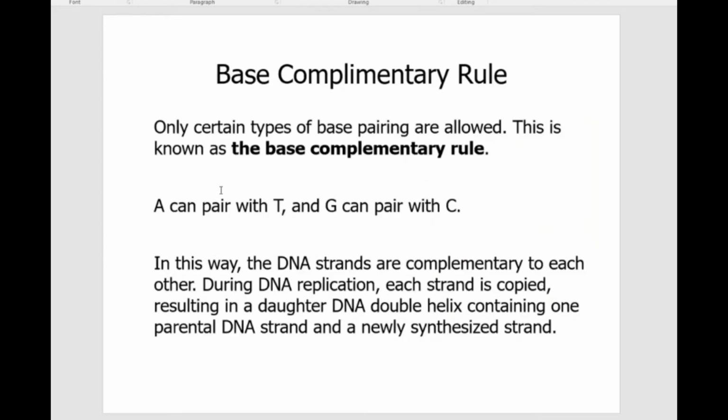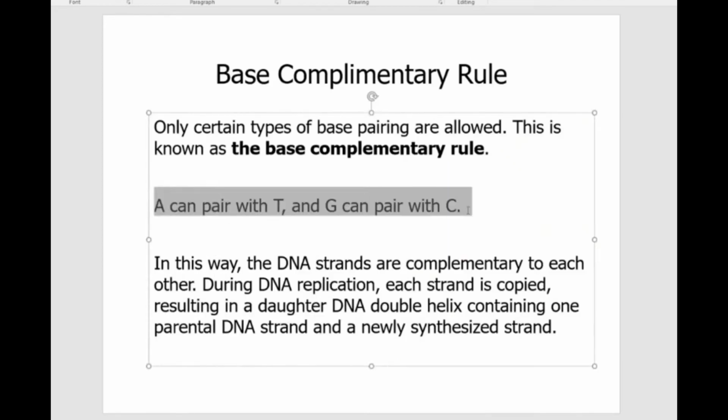Okay, so this is very important. Okay, you absolutely have to remember that. So this is called the base complementary rule. You need to remember which one pairs with what.